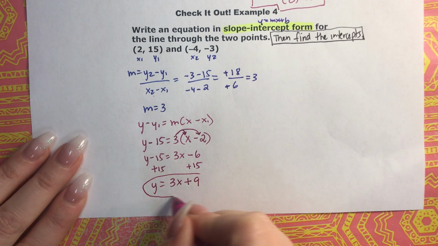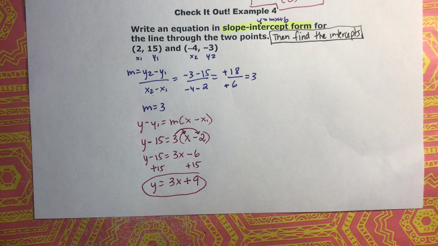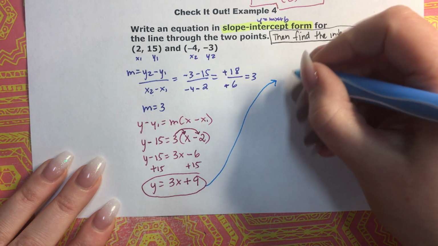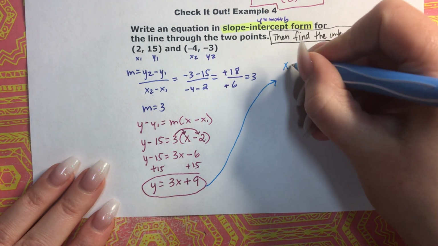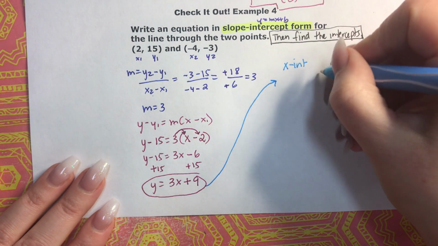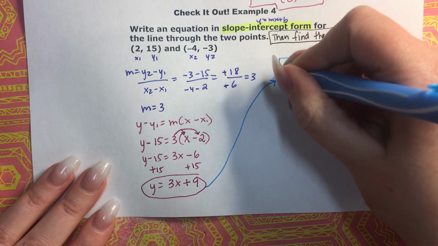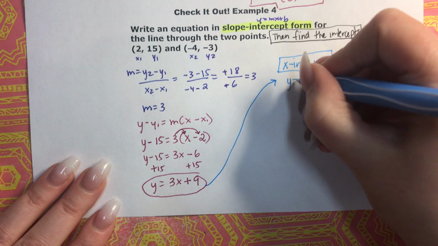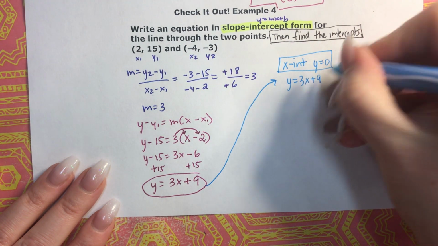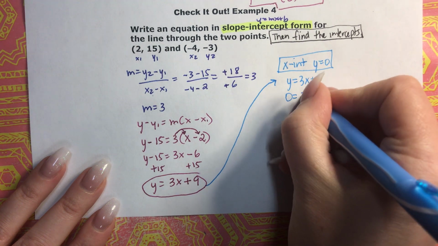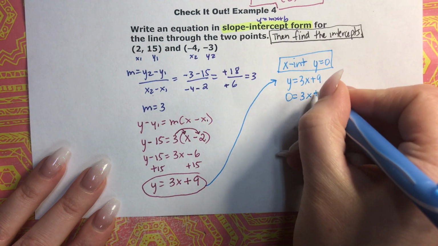So now we need to take that information and take it up here, because what do we have to do? We have to find the intercepts, right? So first we've got to find the x-intercept, and what do we always know about the x-intercept? We know that y is equal to 0, right? So we're going to take this equation, y = 3x + 9, and substitute 0 in for y. 0 = 3x + 9, and then solve for x.